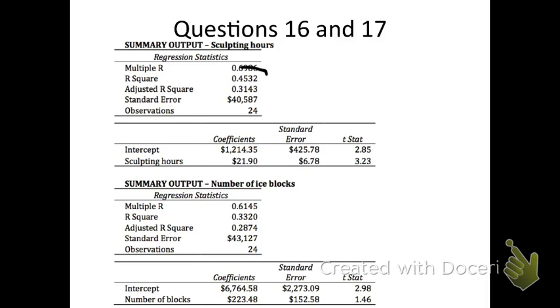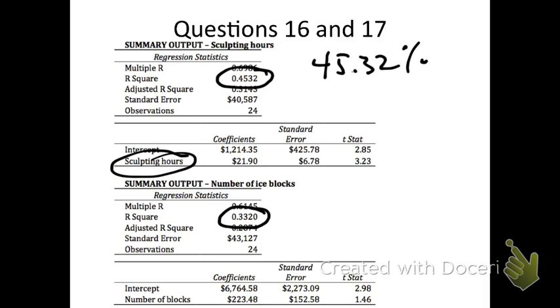And so really, you're looking at the difference between the R square, and the rest of the statistics should really back up what you have concluded based on this R-square. So this R-square means that 45.32% of the change in the cost of training can be explained by changes in the number of sculpting hours. And so just based on that, we would probably pick this as our best driver.